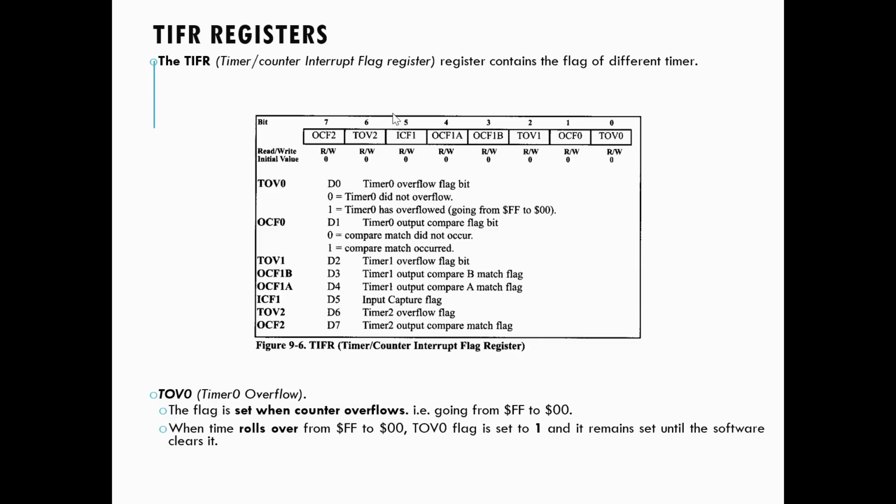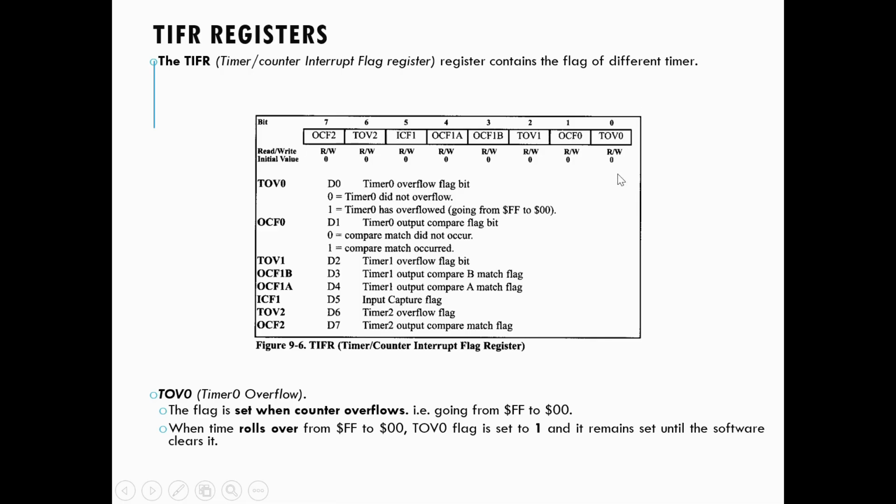Okay, so this is the TIFR register, or timer counter interrupt flag register. This register contains the flags for different timers. You can see the flags for timer 0, timer 1, and timer 2 inside it.